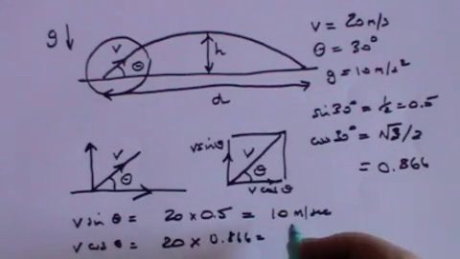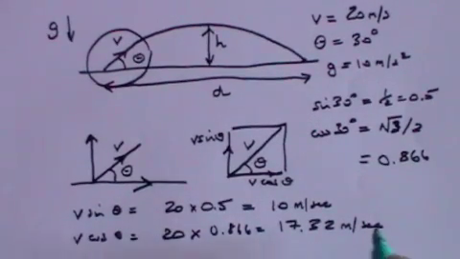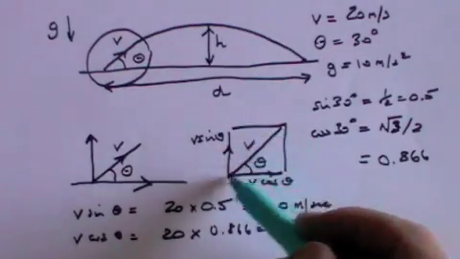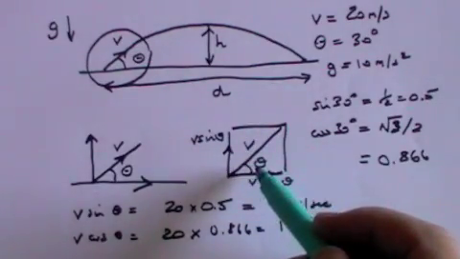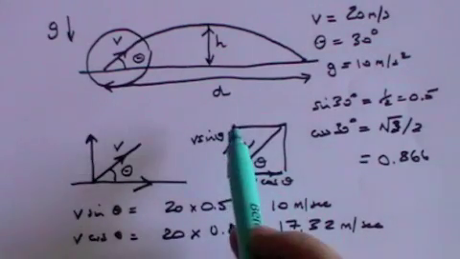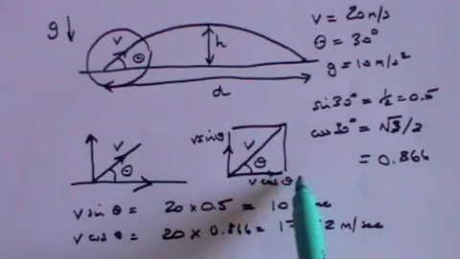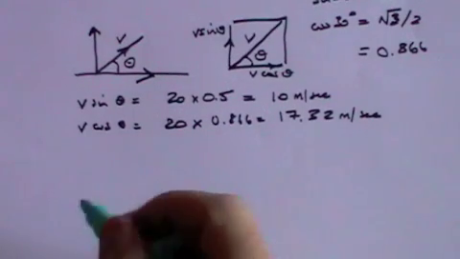And that comes to 17.32 meters per second. So when you resolve this velocity of 20 meters per second at an angle theta, you find that that is equal to 10 meters per second vertical and 17.32 meters per second in the horizontal direction. Now, what is the vertical component going to do?